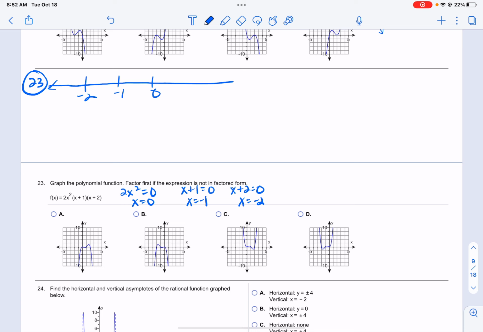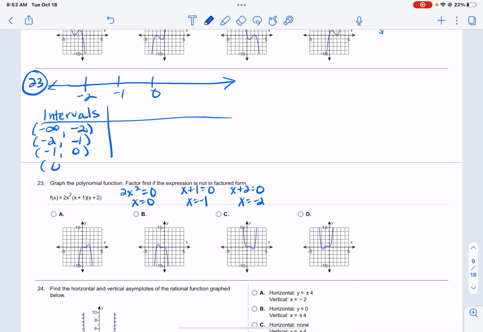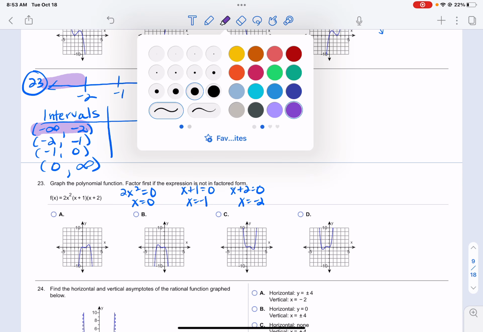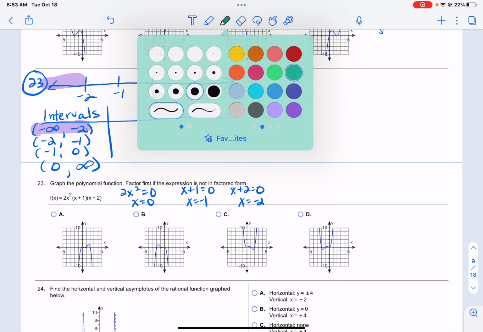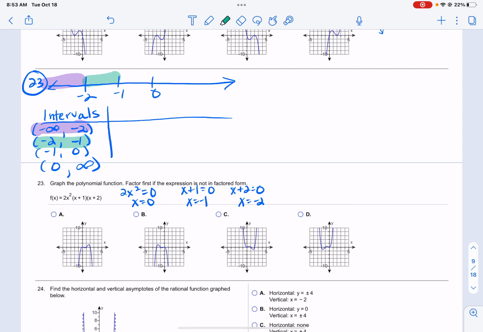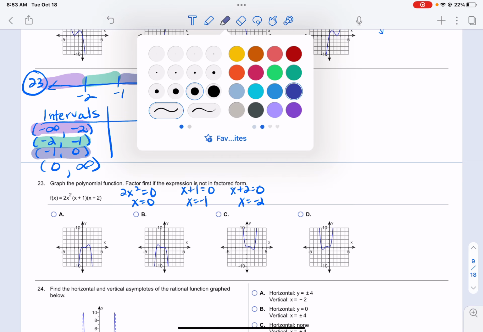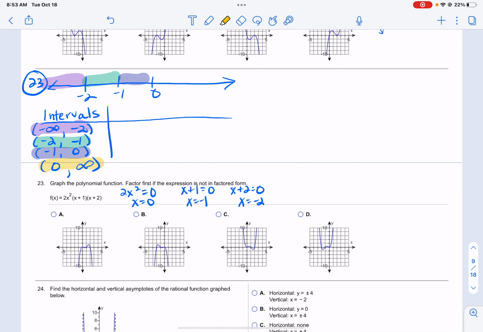So we have our table that we're going to set up to show the 4 intervals. We're going to have the interval from negative infinity to -2, from -2 to -1, from -1 to 0, and from 0 to infinity. So the first interval from negative infinity to -2, the next interval from -2 to -1, the next interval from -1 to 0, and then that last interval from 0 to infinity.